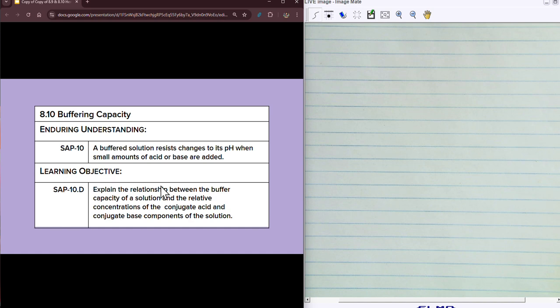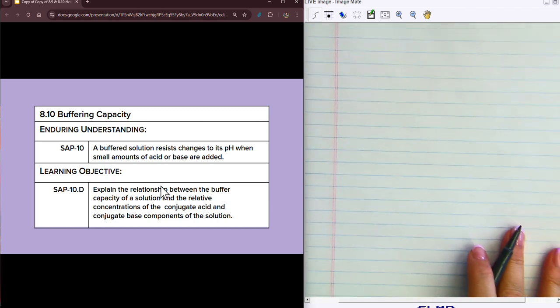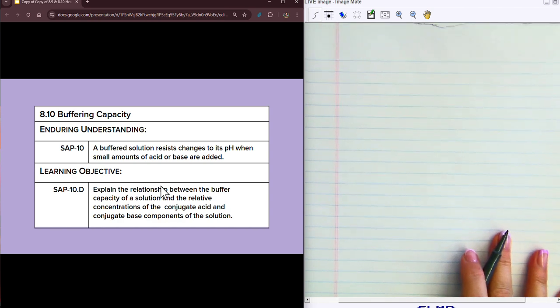All right, before we go into 10, I want to work some problems. Okay, so let's do some math. Yay! Here we go. We have, number 1, a buffer.